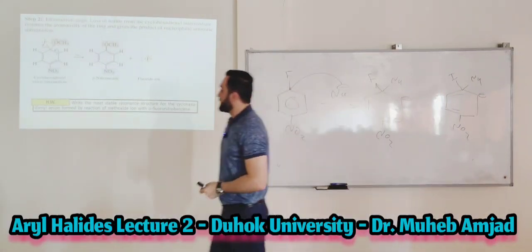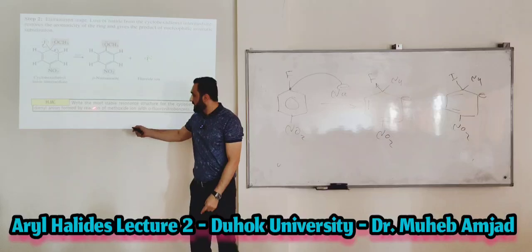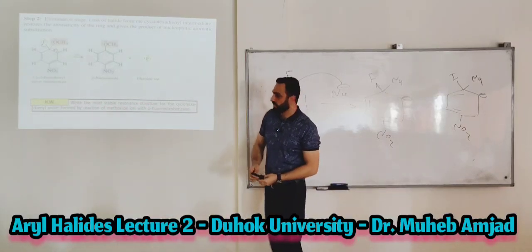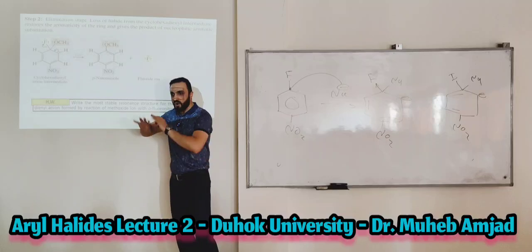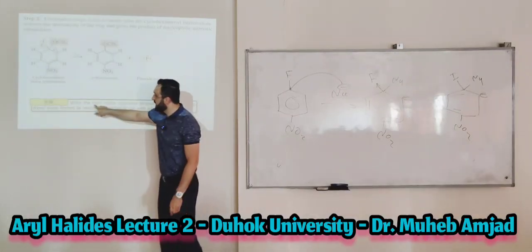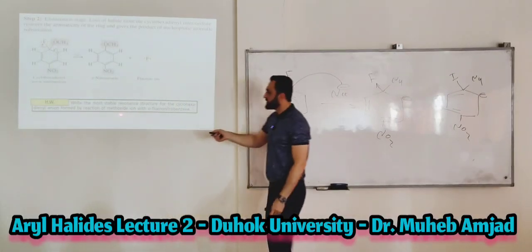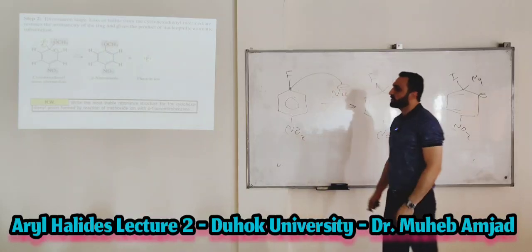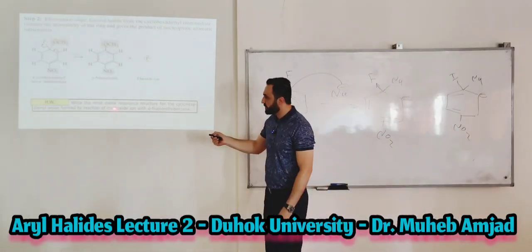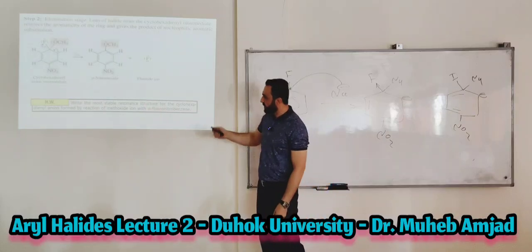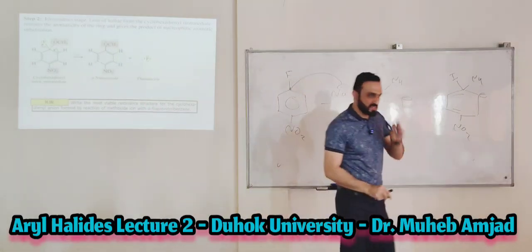So the question says, write the most stable resonance structure. What does it say? Write the most stable. Not all the resonance structures, I want just the most stable resonance structure for the cyclohexadienyl anion formed by the reaction of methoxide anion with ortho-fluoronitrobenzene. Just the most stable one.